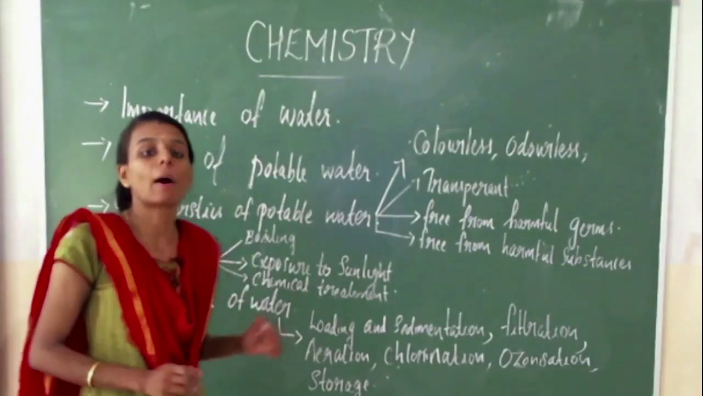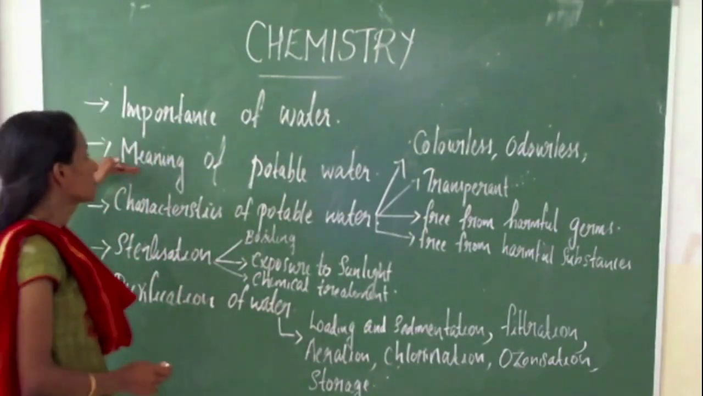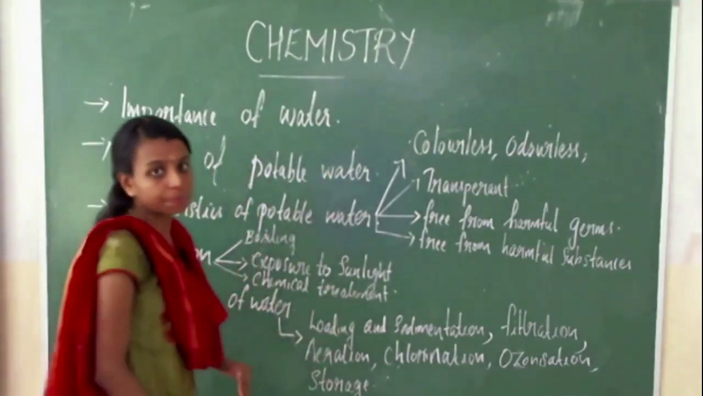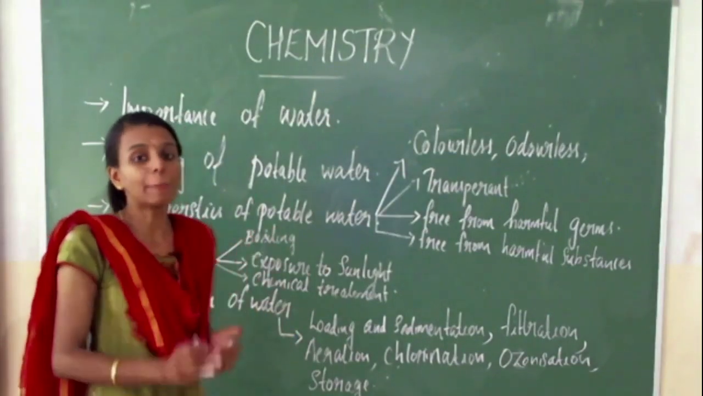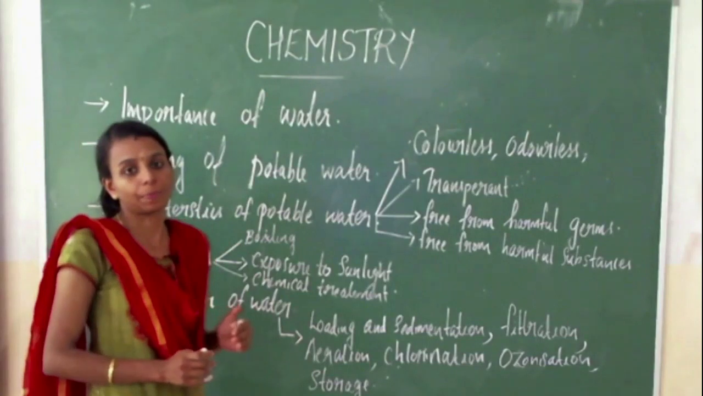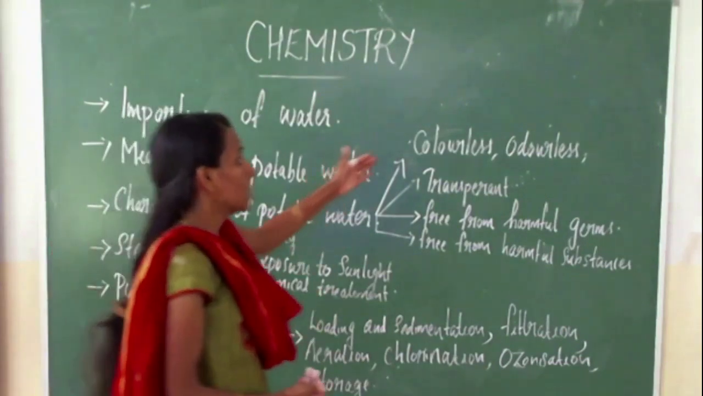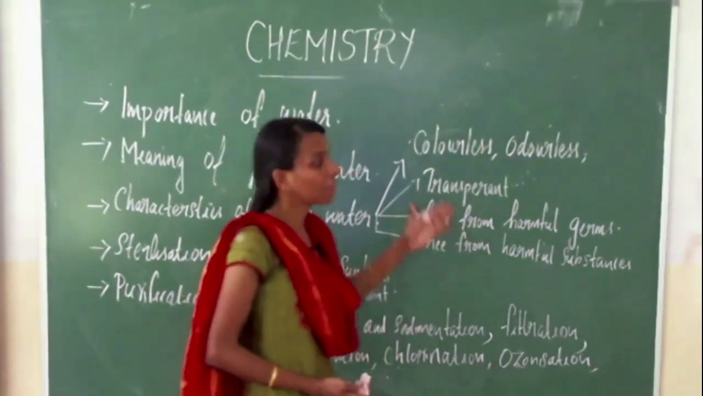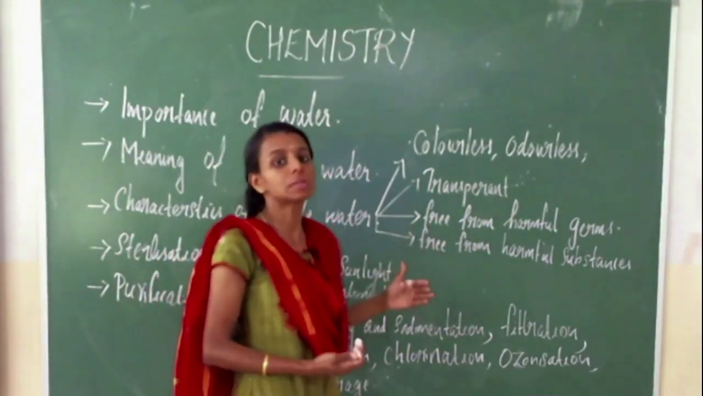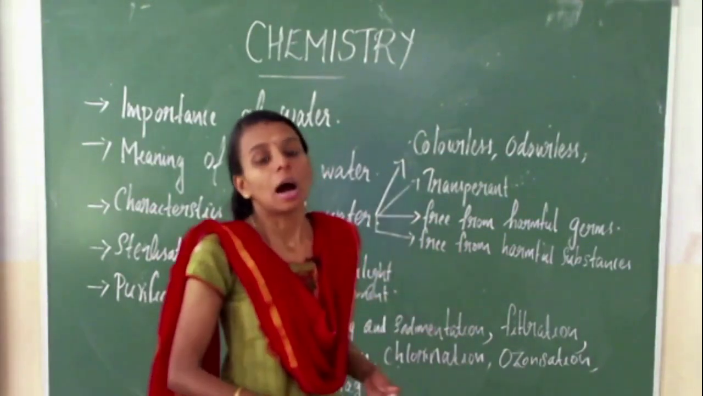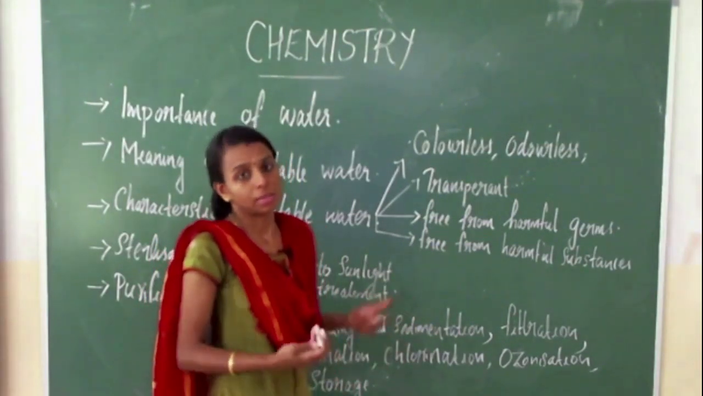So in this class we discuss about the importance of water. First we discuss the importance of water. After that we discuss one word, potable water. What is the meaning of potable water? Water that is fit for drinking purpose is known as potable water. After that we discuss the characteristics of potable water. It should be colorless, odorless, transparent, and free from harmful germs and other harmful substances, or dissolved and suspended substances.